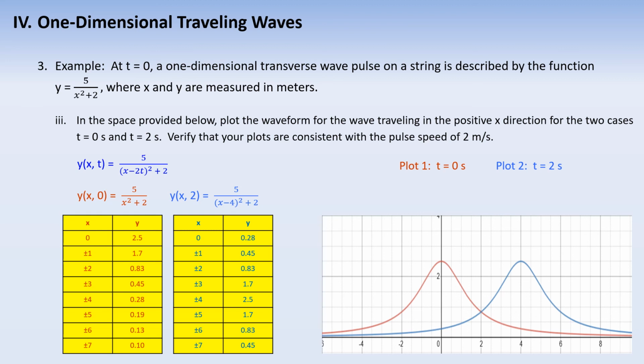The blue graph represents our waveform at a time 2 seconds later. And here you can clearly see what has happened: in a time of 2 seconds, the waveform has shifted to the right a distance of 4 meters. Does that make sense? Well, yes. If our wave is traveling at a speed of 2 meters per second for a time of 2 seconds, then we would expect that entire pulse has shifted to the right a distance of 4 meters.